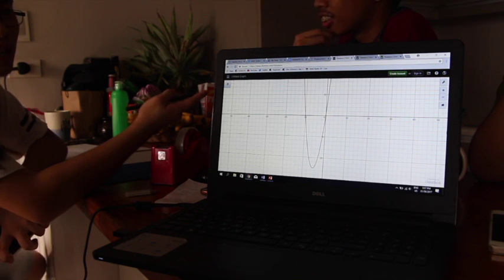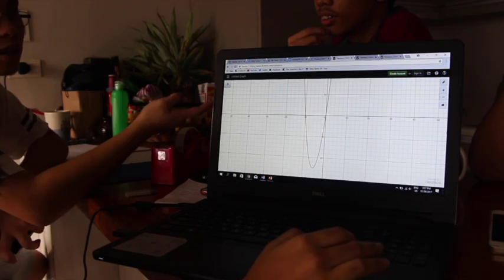I-explain mo na pala sa kanila yung graph ng sa atin, tapos order mo ng food.